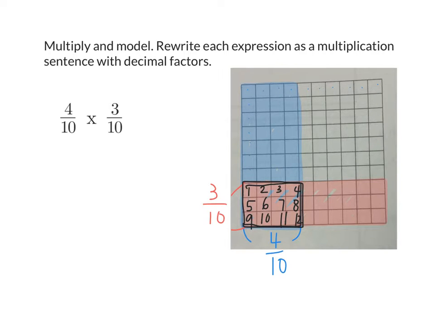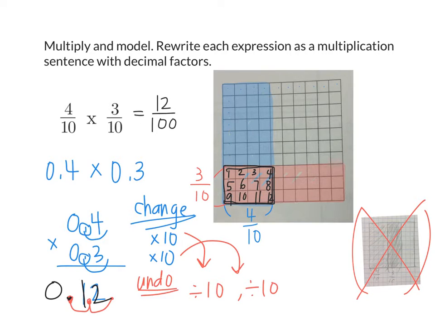How many boxes are overlapping? 12. Out of a total of how many boxes? If I had 10 by 10, how many boxes are there altogether? 100. So it's 12 out of 100 boxes. That's what our model shows. So when we write it with decimal factors as 0.4 times 0.3, when we do the change and the undo, we get the same answer, don't we?